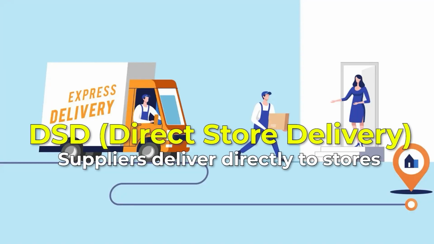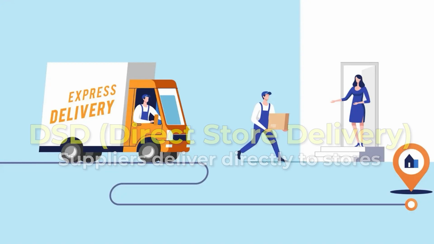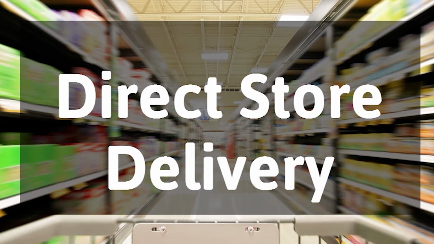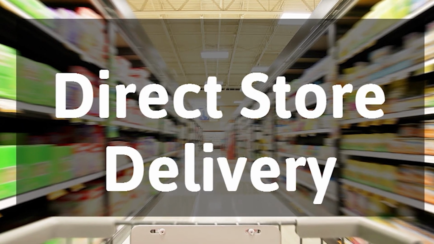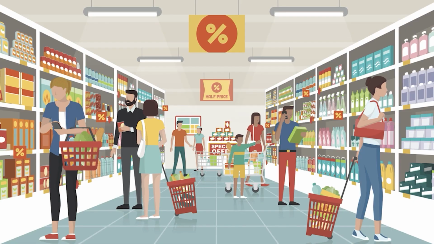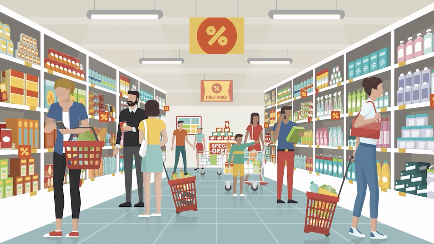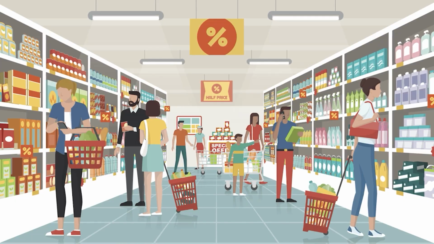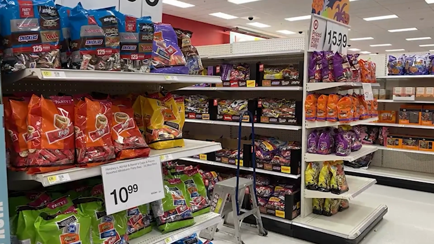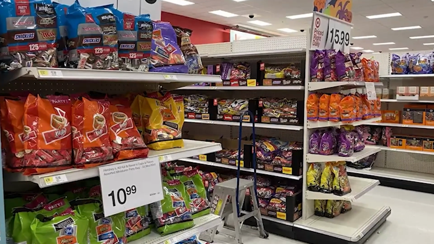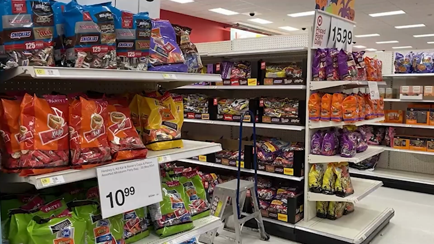Number 16, DSD, direct store delivery. So DSD are suppliers who deliver directly to stores. Let's say you've grown your business, we've grown the candy line, we're doing well, and now we've got a deal to bring the candy into Target, Walmart, and other C-stores in my area, depending on where you are.